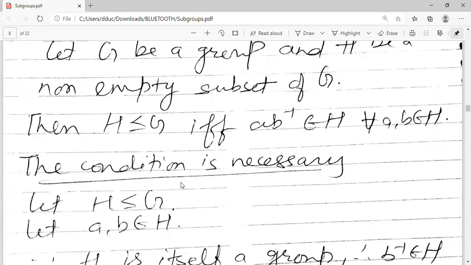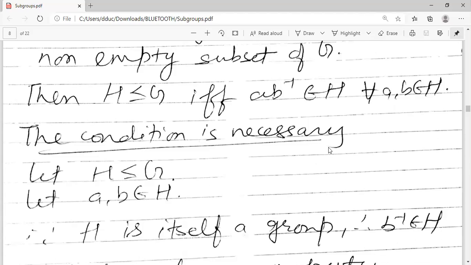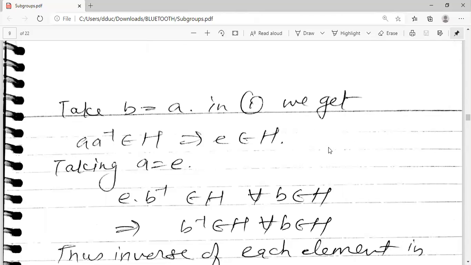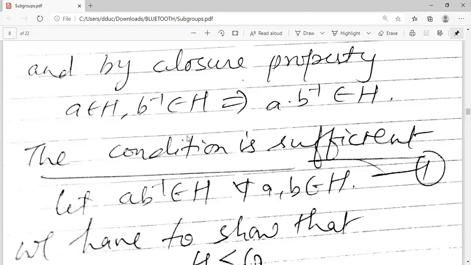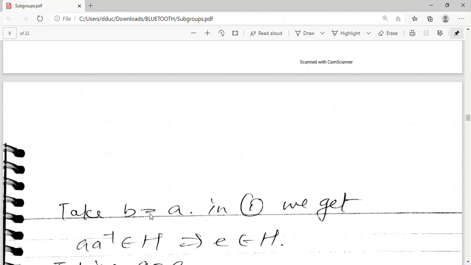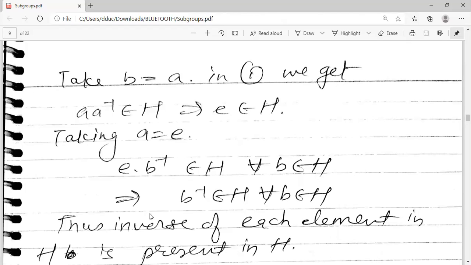We supposed that H is a subgroup of G, and then we have shown that A times B inverse belongs to H. Now let us see the converse part. The condition is sufficient. So suppose that A times B inverse belongs to H for every A, B belongs to H. Now we have to show that H is a subgroup of G. So if we want to show that H is a subgroup of G, then you have to prove everything: the closure, associative, identity, inverse, all the properties of a group. So we are going to use the given condition.